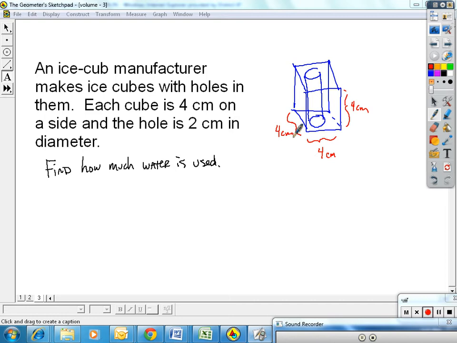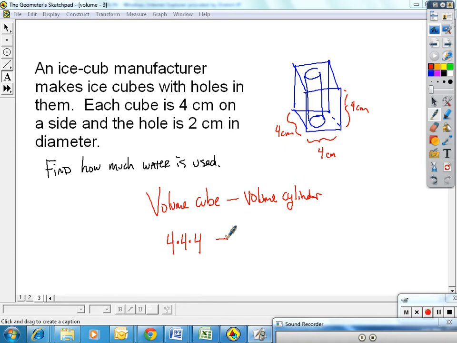Well, you may have guessed it already. We're going to take the volume of the cube and subtract the volume of the cylinder. What's the volume of the cube? The volume of the cube is going to be 4 times 4 times 4, 4 cubed, minus the volume of the cylinder.